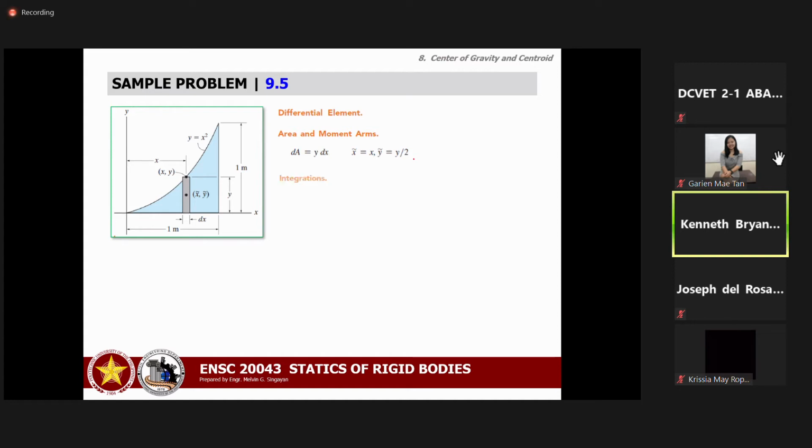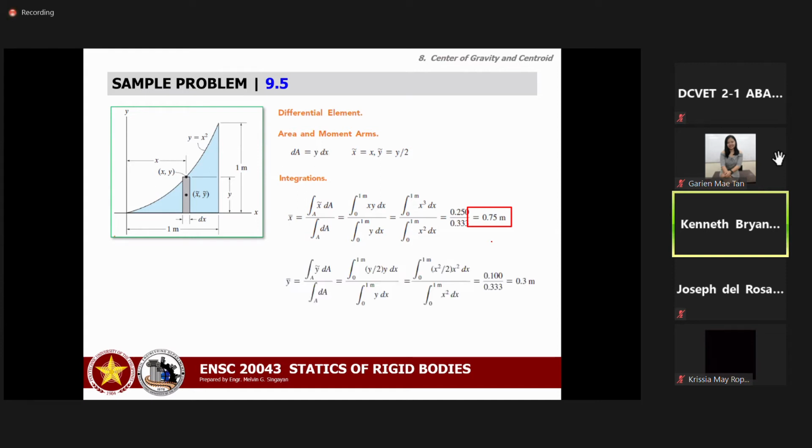Then we apply integration. Bar x is equal to the integral of x curl dA over the integral of dA. That is equal to the integral of x curl, which is x, times dA, which is y dx, from 0 to 1, over the integral of y dx from 0 to 1. Since we are integrating with respect to x, what is y in terms of x? That is x squared, so we replace y by x squared. Then we have the integral of x cubed dx from 0 to 1 over the integral of x squared dx from 0 to 1. That is equal to 0.250 divided by 0.333, which is 0.75 meter. So that's the value of bar x.